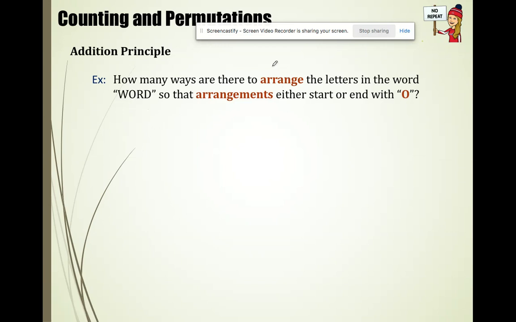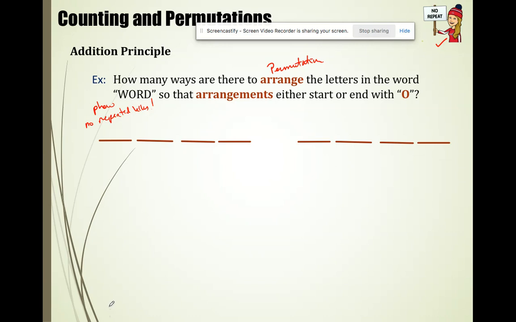So how many ways are there to arrange the letters in the word word? No repeated letters, so I don't have to worry about distinguishable. But I do want to make the arrangement start with one choice already done. So here's my first situation. I don't really need my permutation formula because I have the same amount of slots as I have choices.